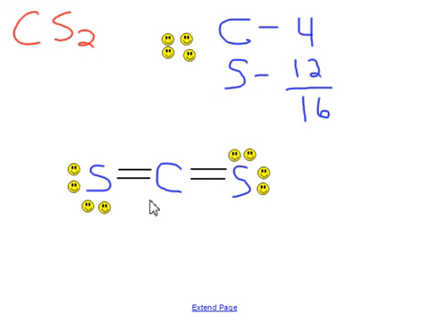So if double bonds still don't work, you can try a triple bond between atoms, and that's as far as it goes. There aren't really any quadruple bonds or beyond in that particular process. That completes this lesson on drawing Lewis diagrams for molecules.